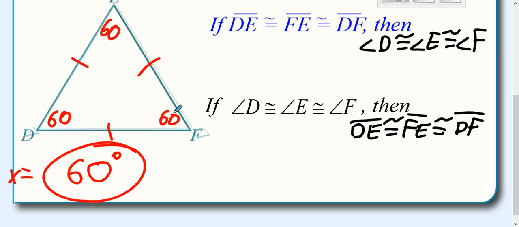In fact, if two of them are 60, the third one has to be 60. If you know two of them are 60, the only thing that third angle could be is 60, because that's the way it has to add up to be 180. The three angles always equal 180. So if you see 60s in the triangle, you know what triangle it's going to be.